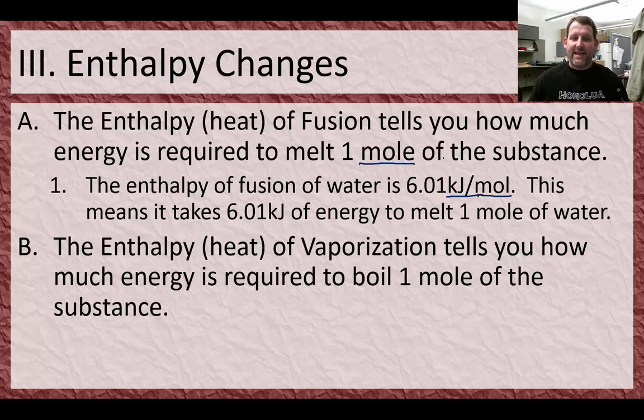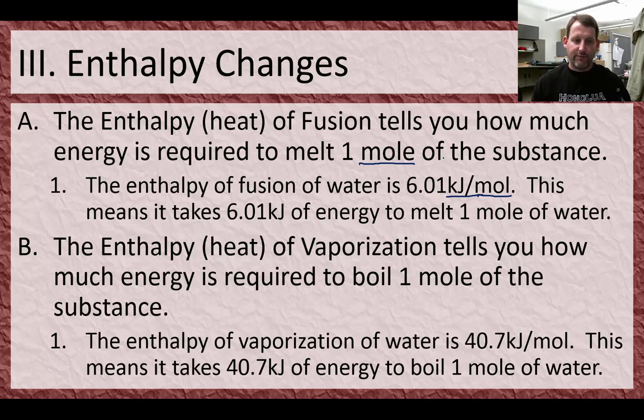Now the enthalpy, the heat of vaporization, tells you how much energy is required to boil 1 mole of the substance. For example, the enthalpy of vaporization of water is 40.7 kilojoules per mole. This means that to boil 1 mole of water, you've got to put in 40.7 kilojoules once you get to 100 degrees Celsius. Not in order to get there, but once you get to 100 degrees Celsius, you heat the water up. At that point, you still have to add 40.7 kilojoules just to get that whole mole of water to boil. Awesome. Let's do some practice.